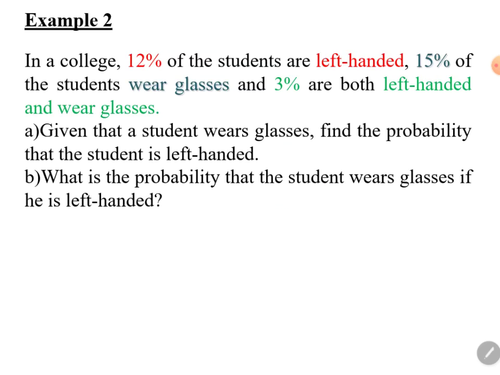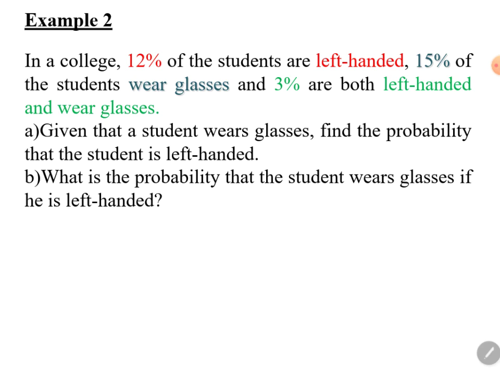Okay. Example 2. In a college, 12% of the students are left-handed, 15% of the students wear glasses, and 3% are both left-handed and wear glasses. So now we have the probability in percent. So if we change this percentage into the decimal point, we have 0.12, 0.15, and 0.03. Given that a student wears glasses, find the probability that the student is left-handed.